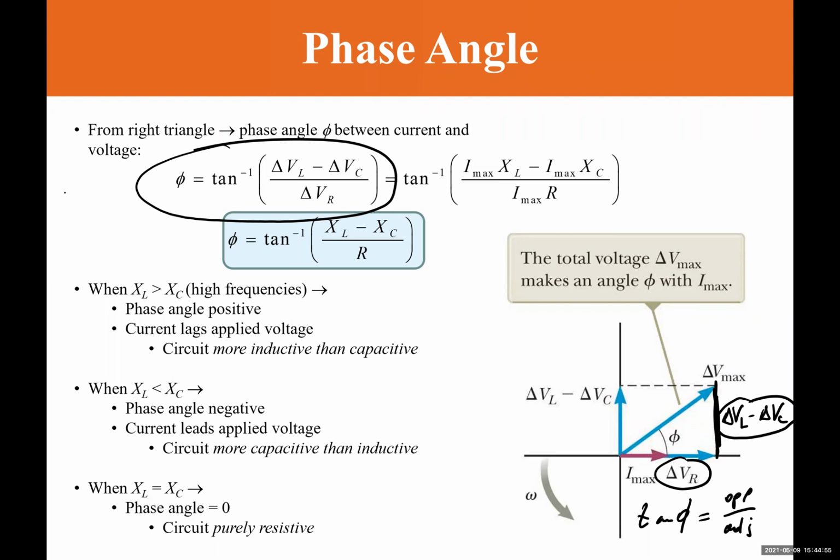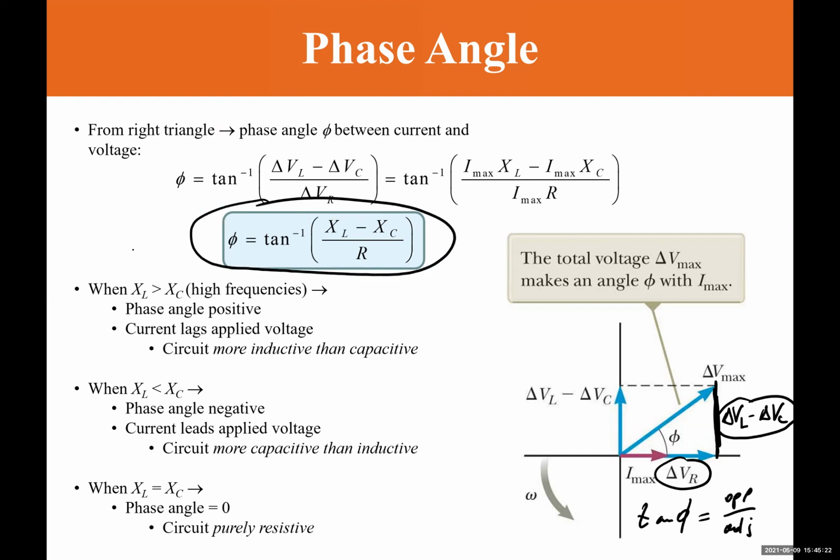And again, if I rewrite all of those potential differences in terms of Ohm's law, the current times the reactance for delta VL and delta VC, and the current times resistance for delta VR, then you can see that all three have current. You can cancel all the current and have an equation for this angle in terms of just the difference between reactances divided by the resistance. So that's your argument inside the inverse tangent.